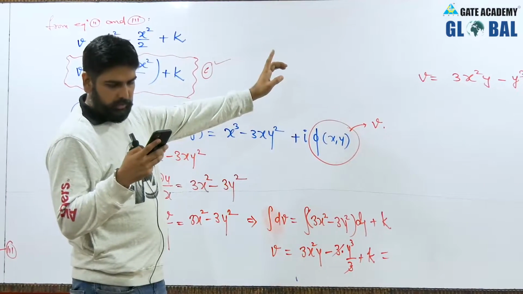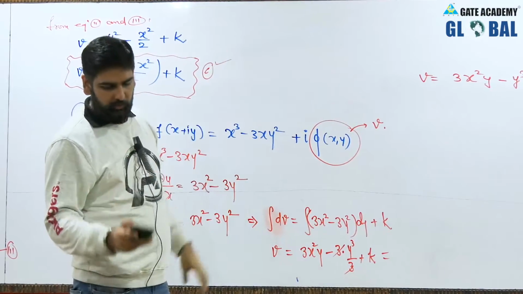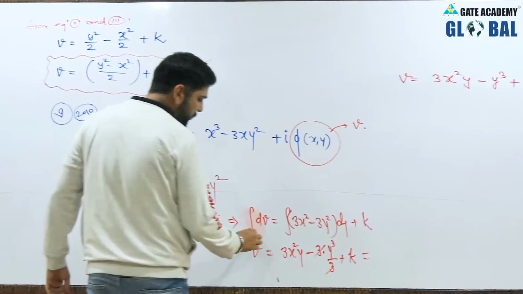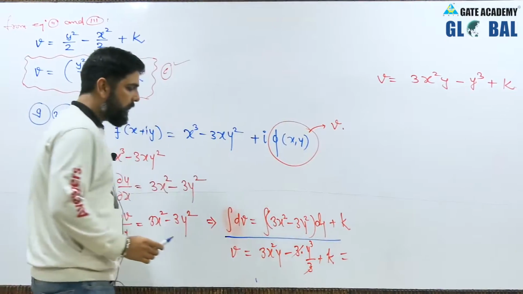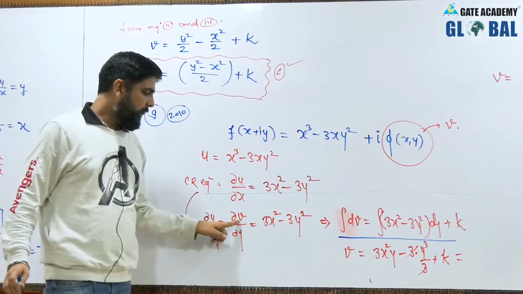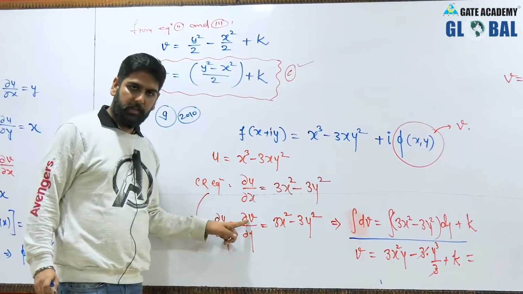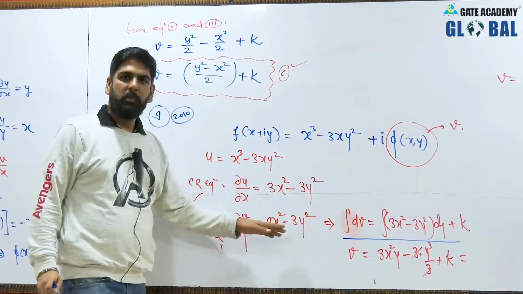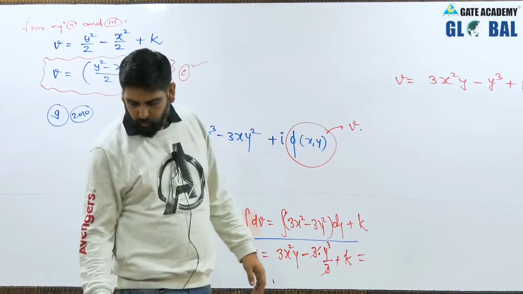Option B, 3x square minus y raised to power 3 plus k, is not available, so there is no problem at all. Now why can we integrate directly? Because v is a function of x and y, and both x and y are available, so we can integrate it directly, there is no problem at all.